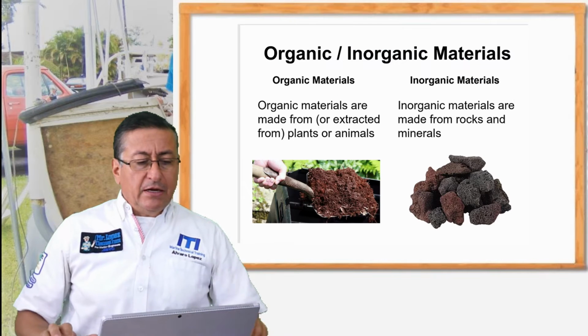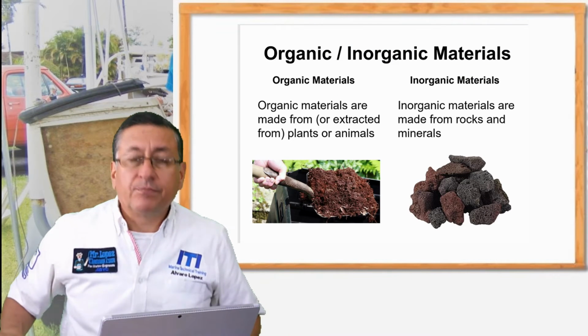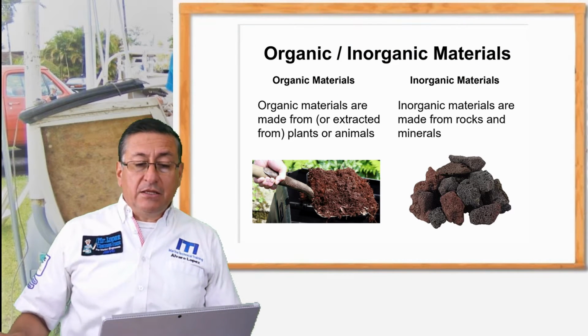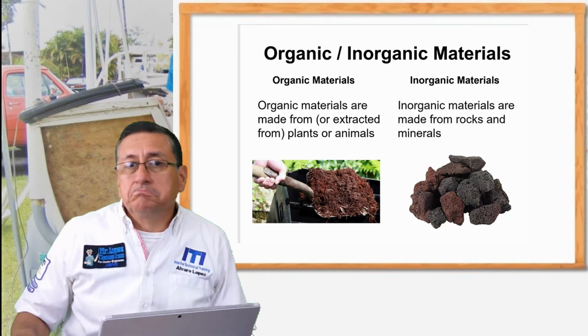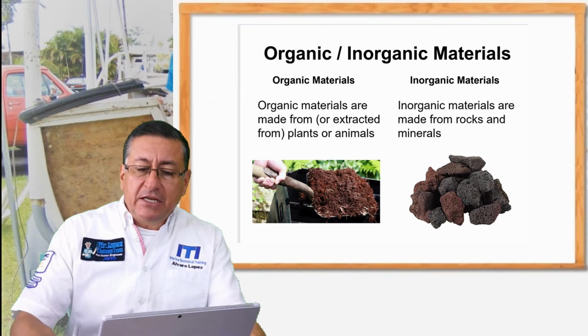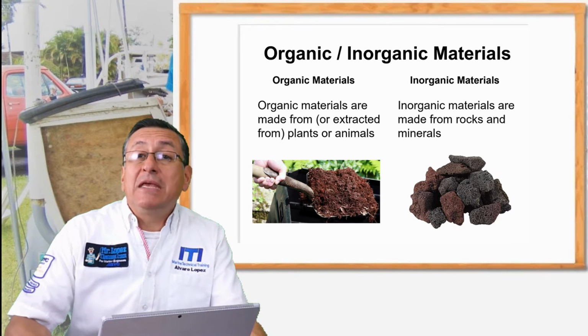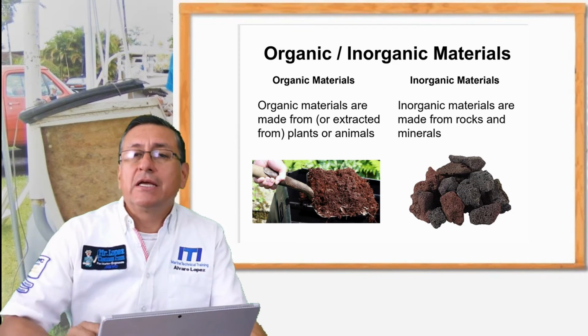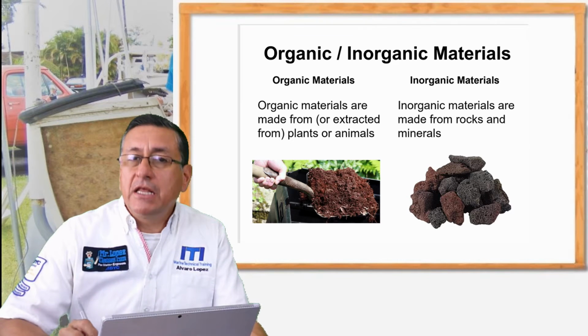Okay, my friends, organic and inorganic materials. Organic materials are made from plants and animals. For that reason, they are organics. Inorganic materials are made from rocks and minerals. Now we are going to check the main difference between minerals and metals.